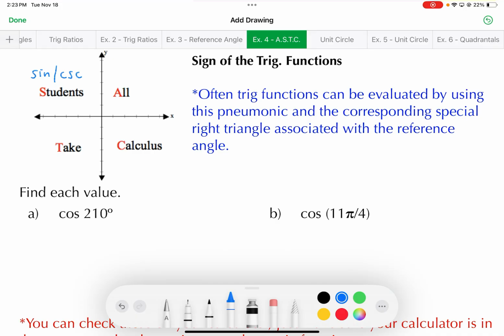Okay, you go down to the third quadrant. T stands for tangent, and then its reciprocal cotangent. Those are the only 2 positive ratios in quadrant 3. Why is that? Well, in quadrant 3, what's true of both x and y? They're both negative. A negative over a negative will make a positive, right? And tangent and cotangent, their ratios are y over x and x over y.